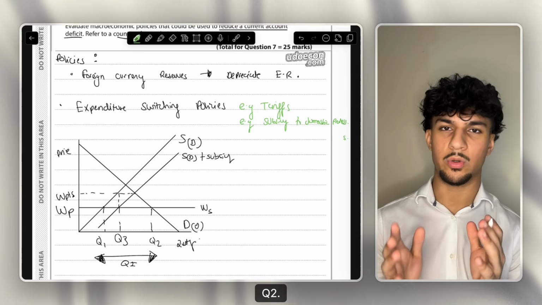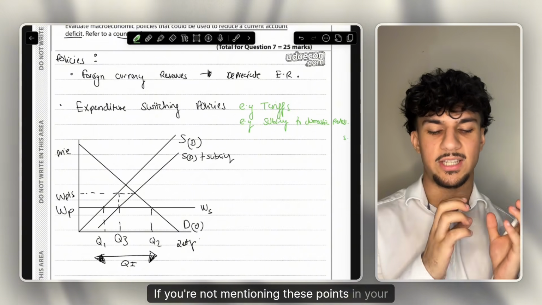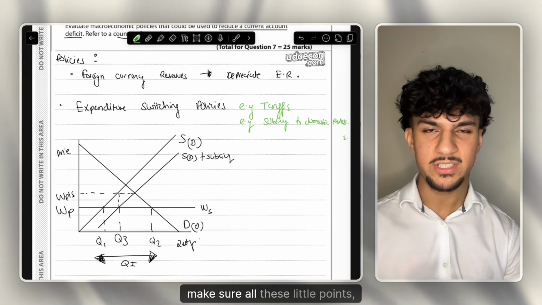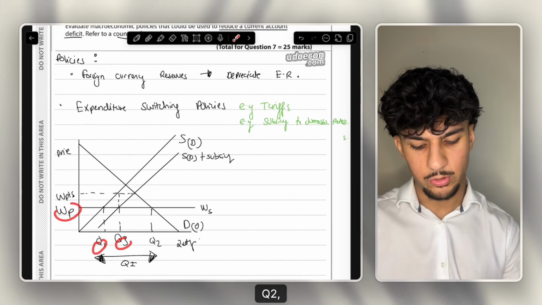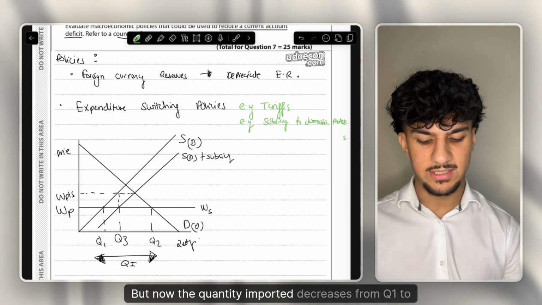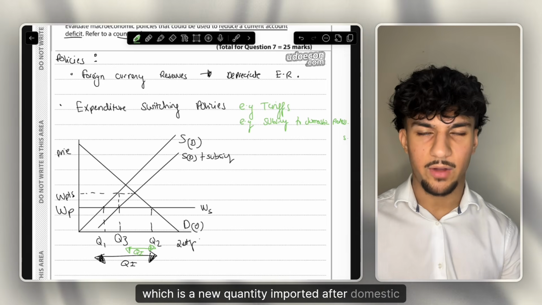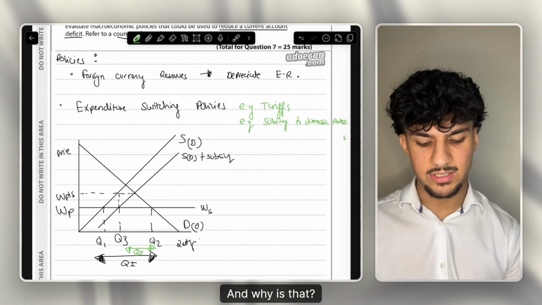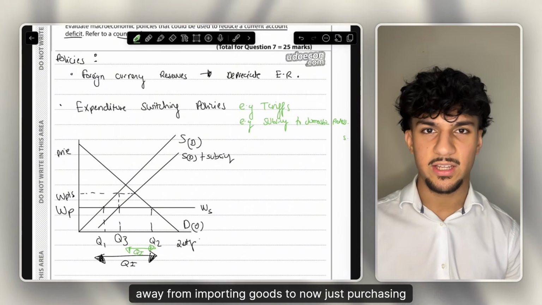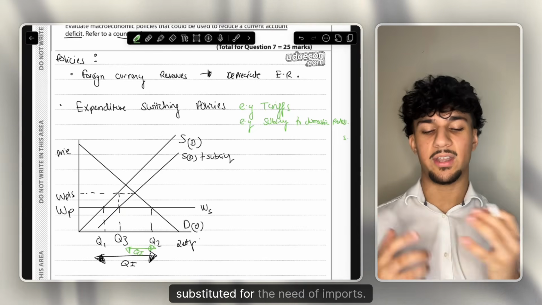So initially we were at Q1, Q2, and again, I need to emphasise, you need to use these points in your analysis. If you're not mentioning these points in your analysis, you're just leaving marks on the table. So make sure you include all these little points, WP, Q1, Q2, Q3, mention them all in your chain of analysis, spam them in. But now, the quantity imported decreases from Q1 to Q2 to now Q3 to Q2, which is a new quantity imported after domestic producers have been subsidised. And why is that? That is because consumers have now substituted away from importing goods to purchasing from domestic producers. So the increase in domestic producer supply has substituted for the need of imports.